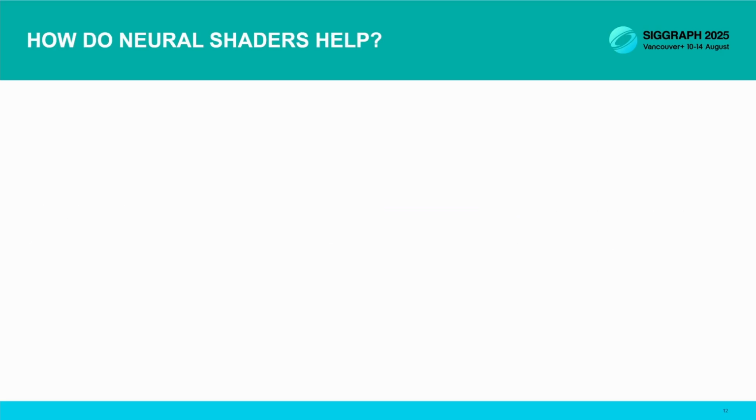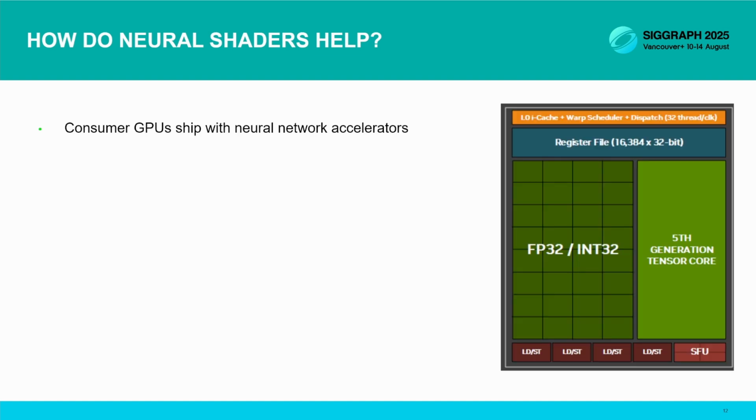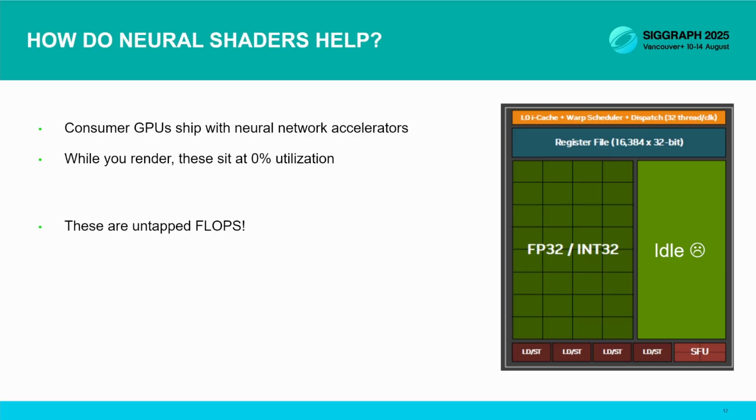And how will this help with our problem? Well, you might already know this, but consumer GPUs today ship with neural network accelerators. So right now, these sit at 0% utilization while you render. And if they're lucky, they might get kicked on if you use DLSS later after you're done rendering. But this is a considerable pool of flops that you're not using right now. It's untapped compute that's just sitting there.